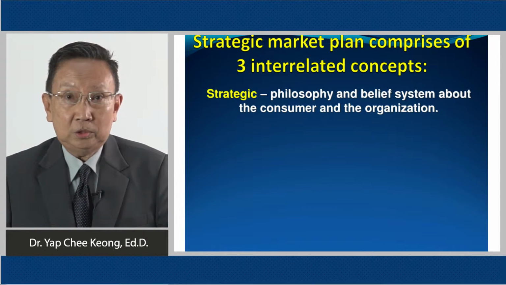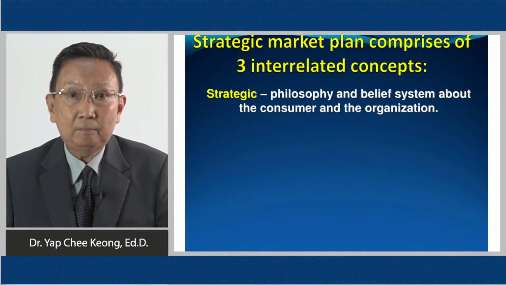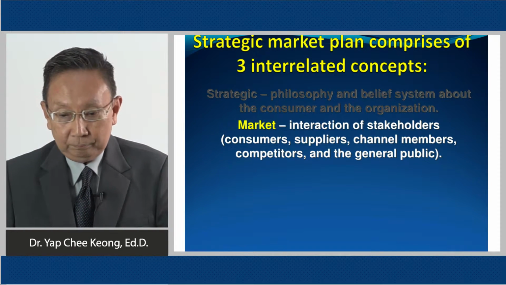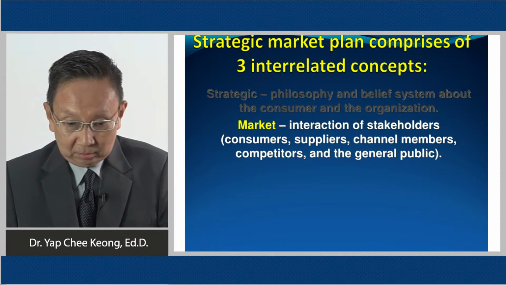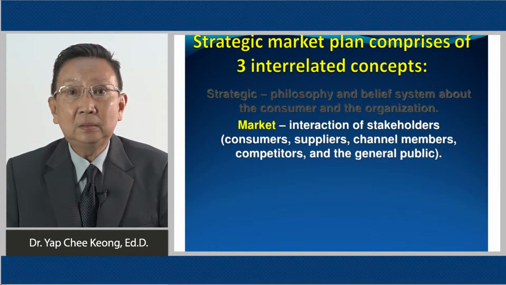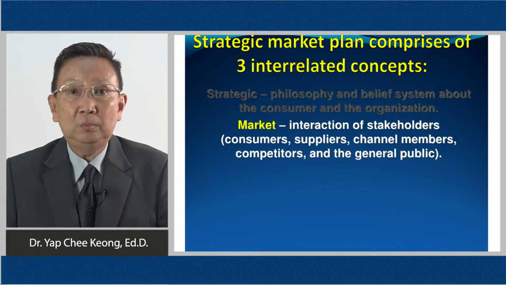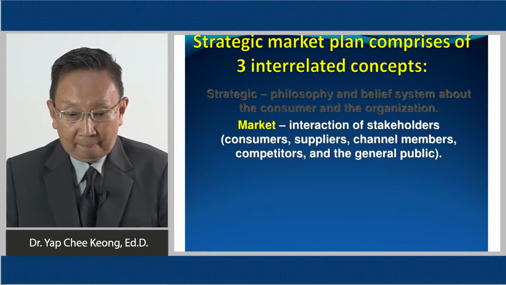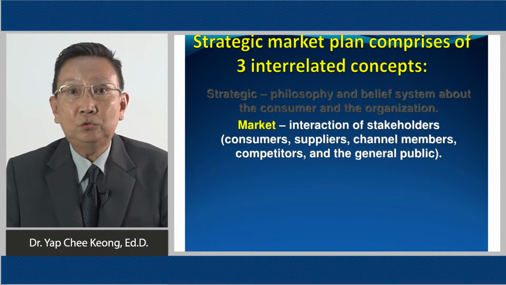Strategic involves holistic, long-term well-being of our consumers and the organization that we represent. The market is the interaction of the important stakeholders. Who are they? Consumers, suppliers of raw materials, channel members, i.e. the wholesalers and retailers for FMCG, fast-moving consumer goods, and the distributors for consumer durable products. Competitors, who are they? How strong or how weak are they within the same industry that we operate?